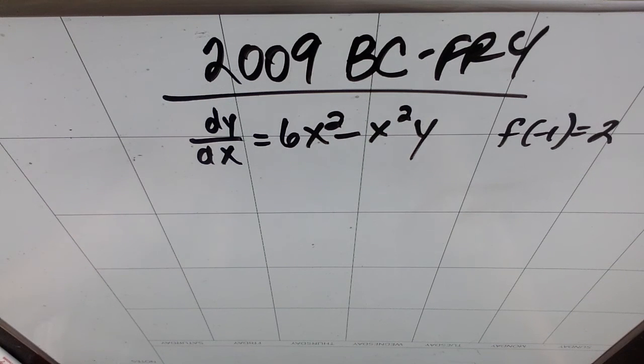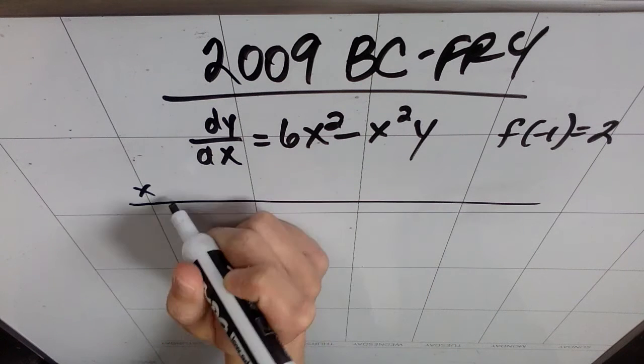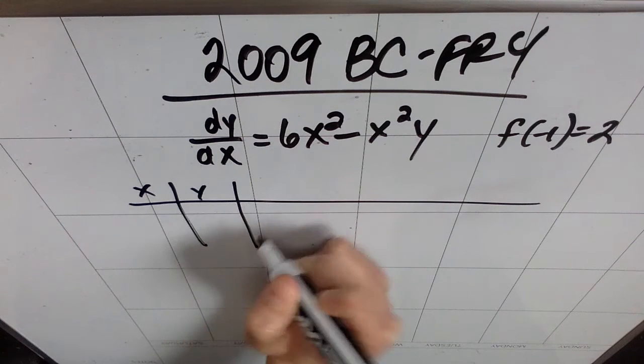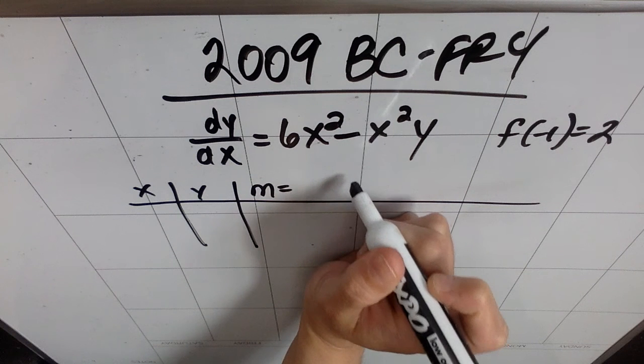Use Euler's method with two steps of equal size starting at x equals negative 1 to approximate f of 0. Show the work that leads to your answer. So I do Euler's method as a table. You don't have to do Euler's method as a table, but that's how I do it. So the way I do Euler's method is I put my x and my y. I put my slope, which is this 6x squared minus x squared y.